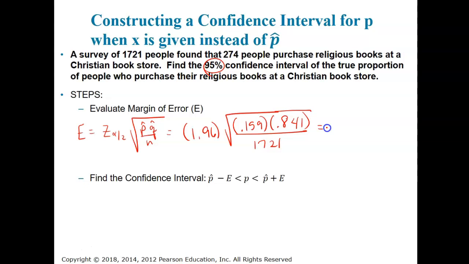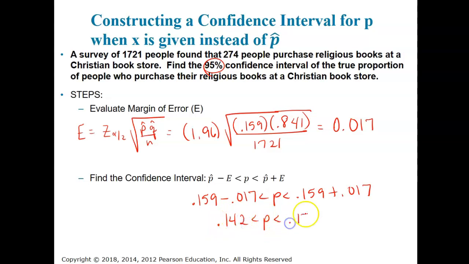Okay, when we do that calculation, we're going to have a margin of error, which is 0.017. Okay, so to find our actual confidence interval, we'll have 0.159, which is the p hat, minus 0.017. This will be 0.159 plus 0.017. So we end up with a confidence interval of 0.142 to 0.176 for the confidence interval.